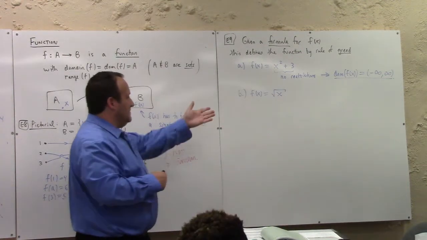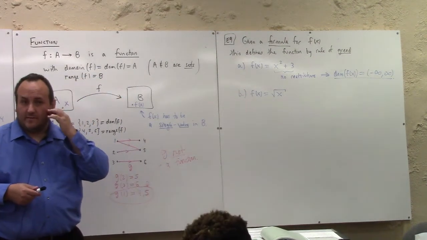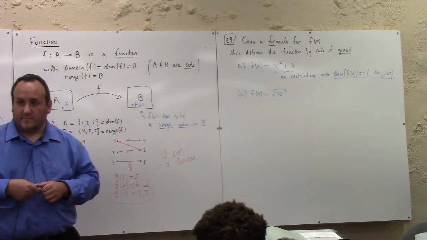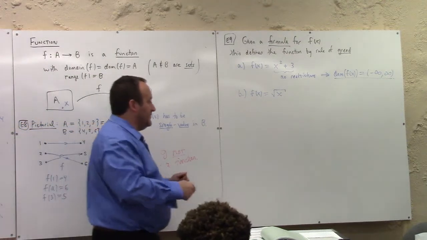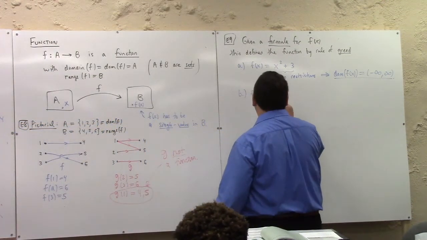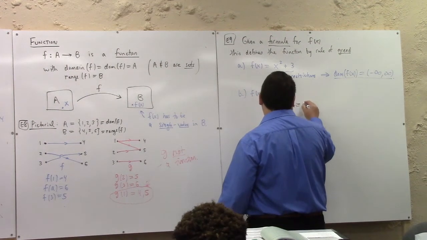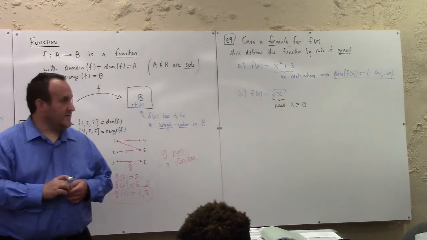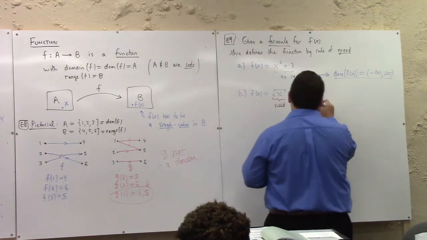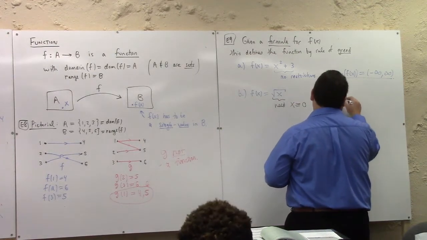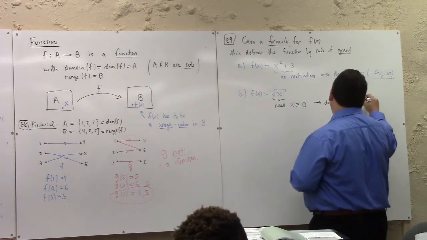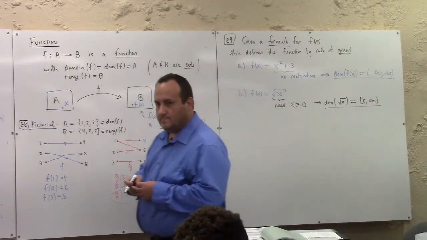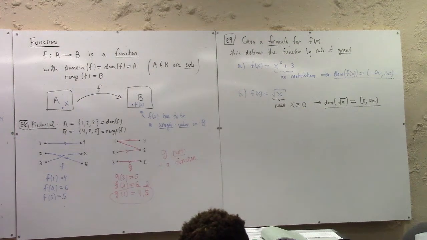So here, I must make the input to the square root what? I can't let it be minus 3, right? Because that would give me square root of minus 3, which would be an imaginary number, which is not allowed here if we want a real function. So we need what? We need x greater than or equal to 0 for this one, right? So what's the domain? Domain of the square root of x is 0 to infinity. So you've got to watch out for the square root of a negative number.